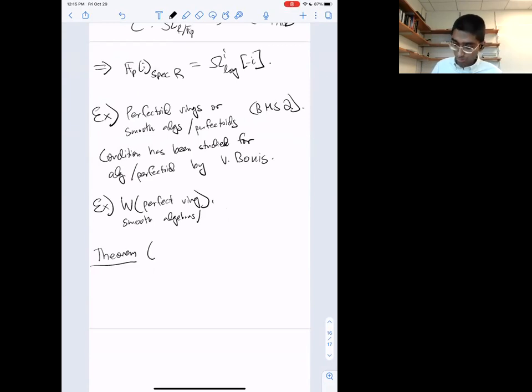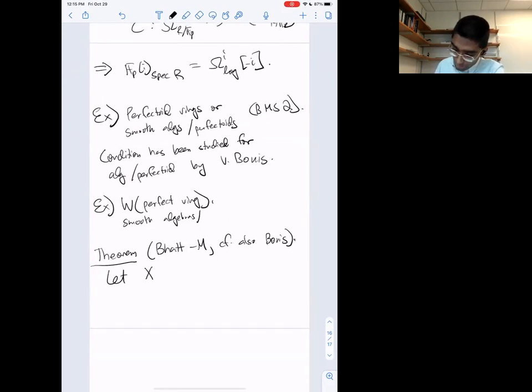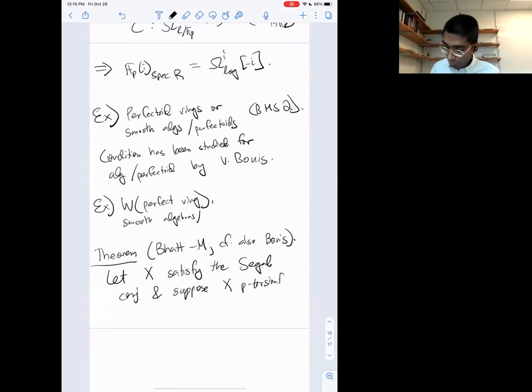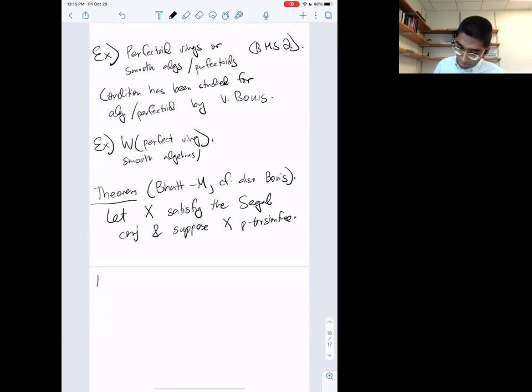Okay, so let me state the main theorem. So I guess this is proved with Bhatt, and as I said, much of it has been proved by Bouis over perfectoids. The statement is the following. So let X satisfy the Segal conjecture. So X is always a p-quasisyntomic scheme. And suppose X is p-torsion free. Then the statement is that the comparison map is an equivalence.